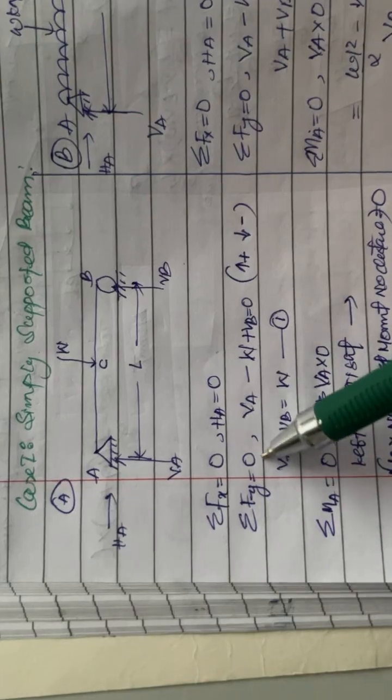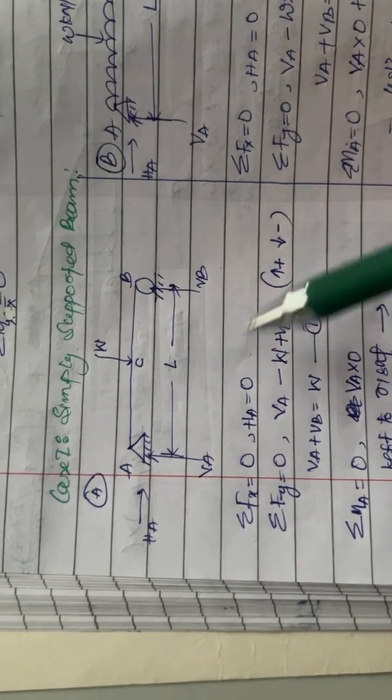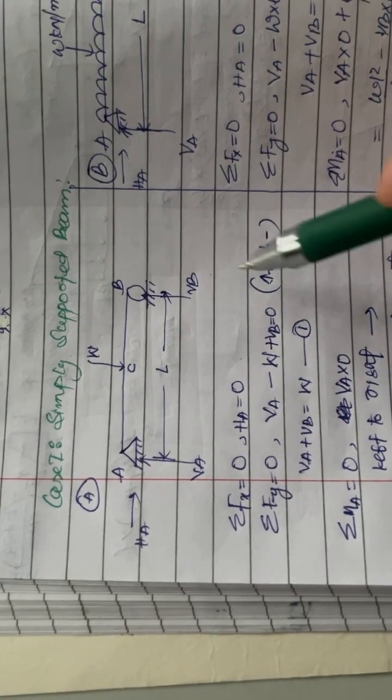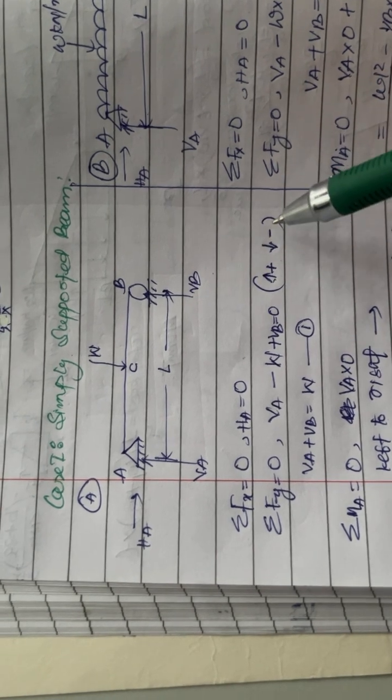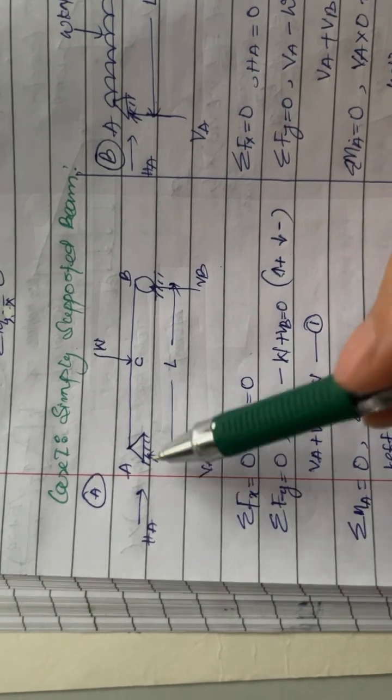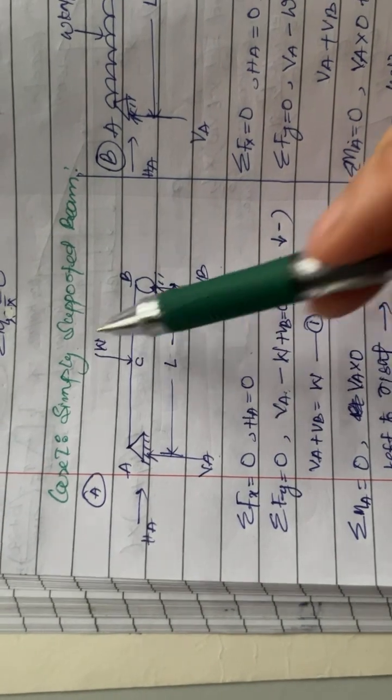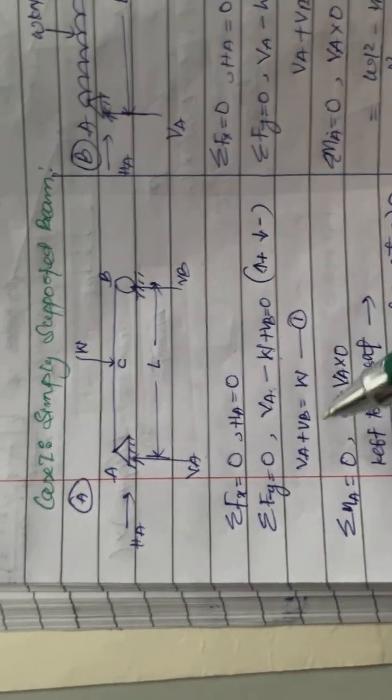And summation F of x, horizontal load, no horizontal load. So H is going to be equals to 0. Summation F of y is equals to 0. So हम लोग लिखेगा VA. आप इसको sign convention को, if it's acting in the downward direction, you can take it positive. If it's acting from top, you can take it as negative. So VA is going to be this VA, and this is my W plus VB equals to 0.